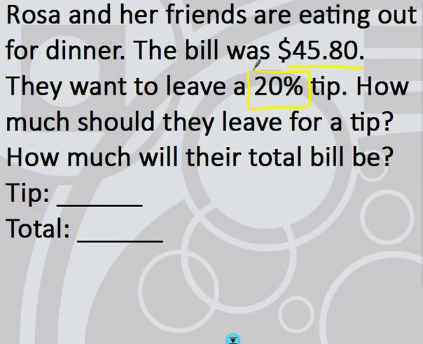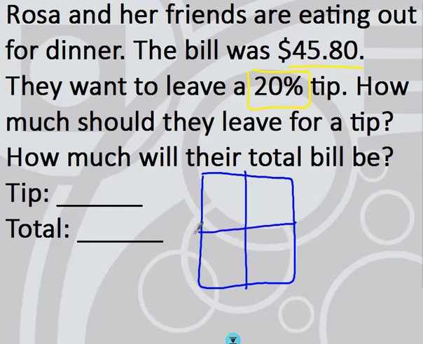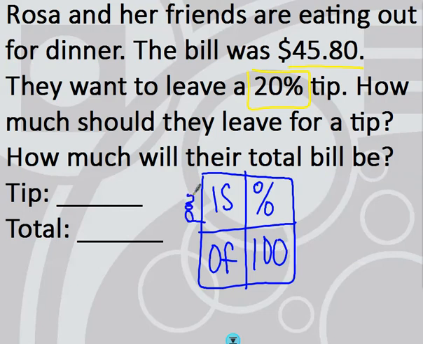So, if they had $45.80 of a meal, and we want to find a 20% tip, we're going to use our proportion box. So we set up a proportion box just like we have done with anything percent of a number. And remember, percent of a number, our proportion box is is over of equals percent over 100. So that's kind of where our information goes. And the is your part, and the of is your whole or your total.